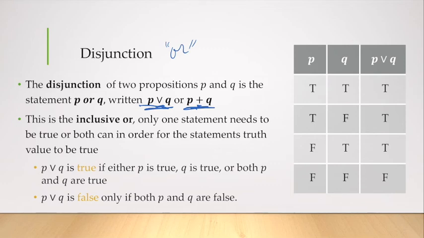to be true. So if I have true or true, I get true. True or false is true. False or true is true. And false or false is false. This is only false if both P and Q are false.